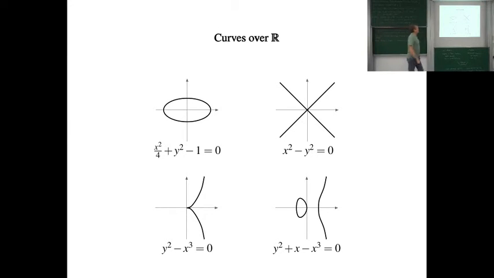So these are some obvious examples. Usually we call the variables x and y. So this would be just an ellipse. So you have a picture like that.